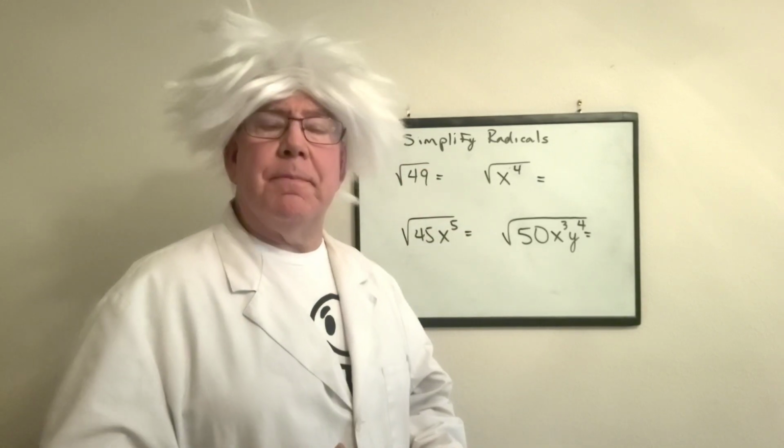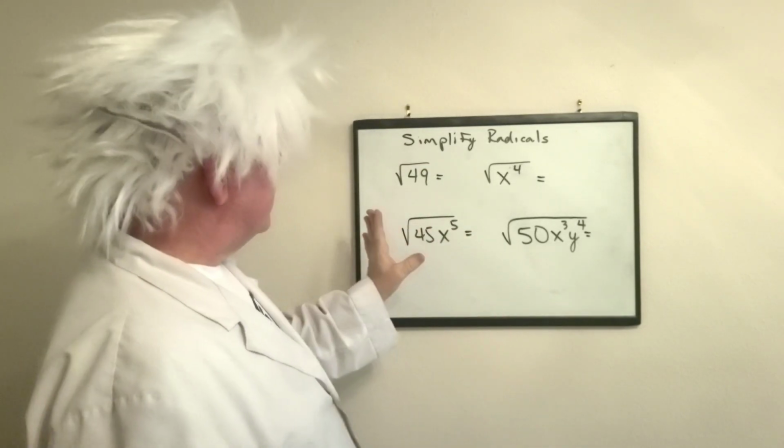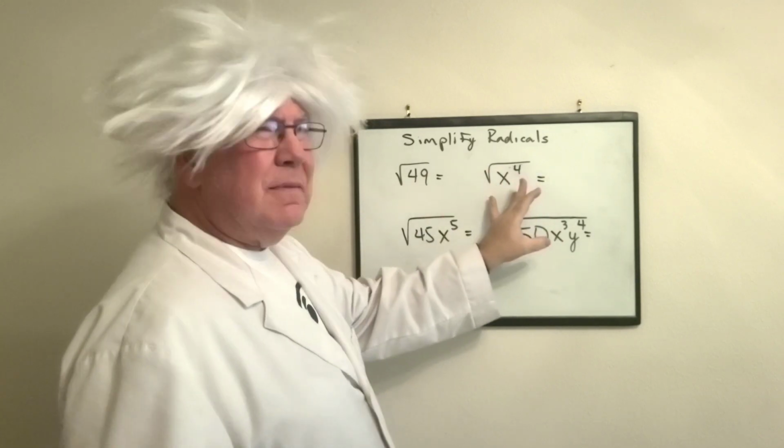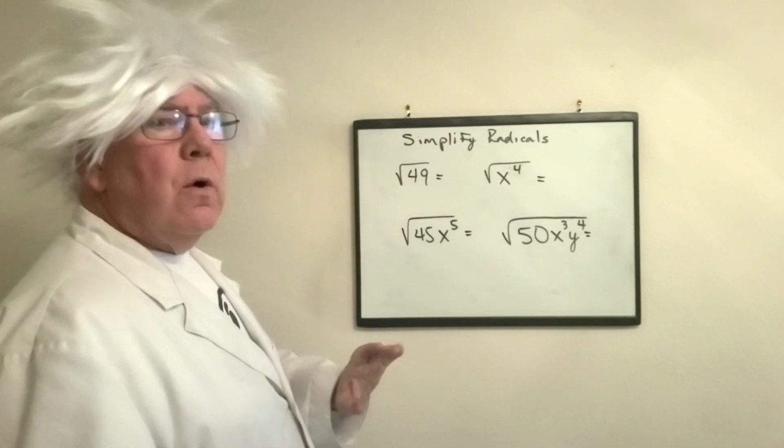This is the second part of simplifying radicals. We're going to go a little bit harder. If you notice, these are a little bit easier, and these are a little bit harder. So first of all, we've got to start off with the easy one.